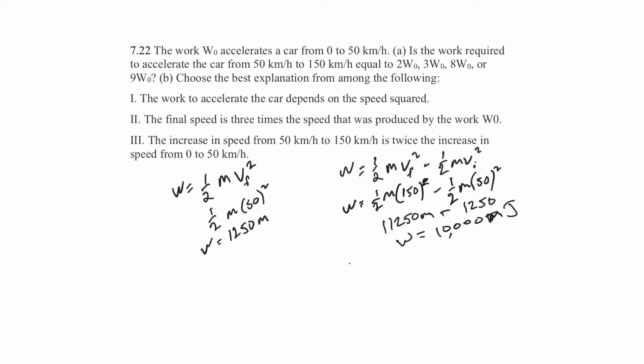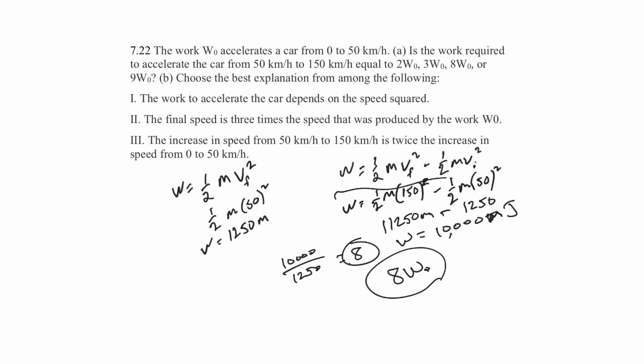So we want to know how many times bigger 10,000 is than 1250. We're going to take the 10,000 and divide it by the 1250, and it equals 8. So your answer is going to be 8 W sub naught. So we're going to have a bigger formula whenever you don't have a 0 initial velocity. We have a smaller formula whenever you have a 0 velocity, because this whole second part would simply go away.